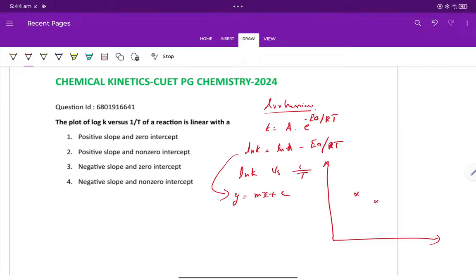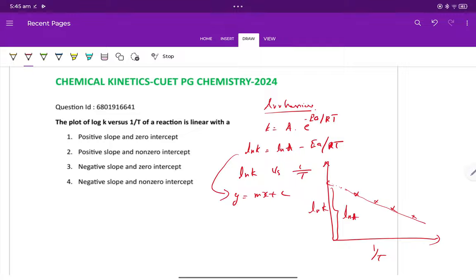Actually, your points will be like this, and here you will be plotting 1 by T, and here you will be plotting log k. So these will be the experimental points, and if you join these points, you will have almost a straight line. And once you extend this to the y-axis, this value you will be getting as log A.